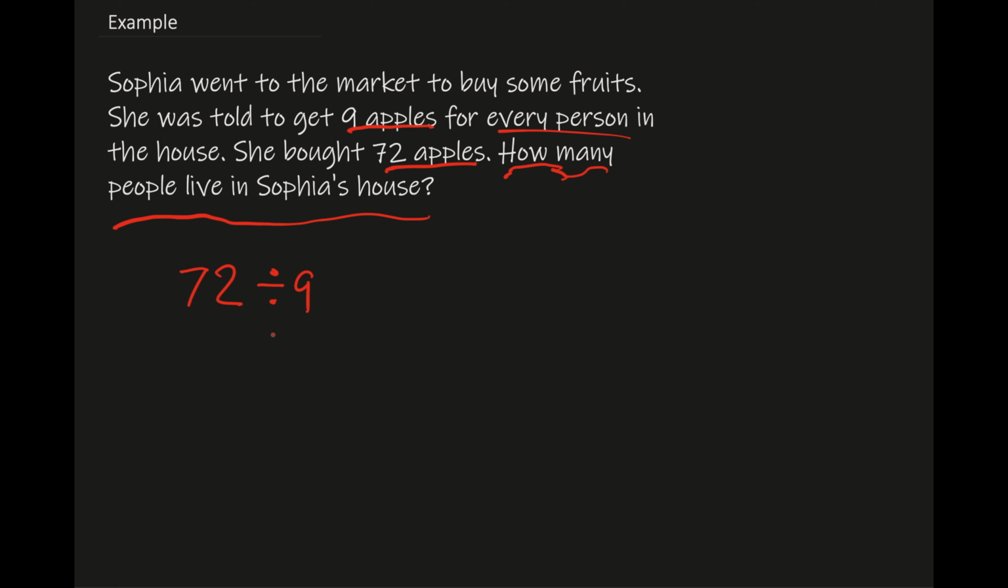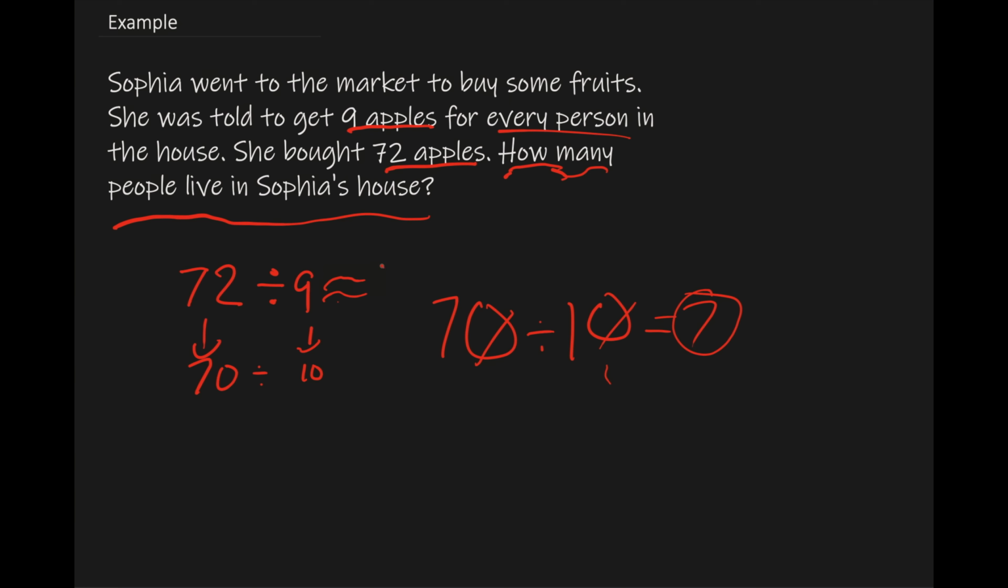We have 9. We're going to round that to 10. 72, we're going to round that to 70. Now we have 70 divided by 10, which should be quite simple. Take out the 0, 7 divided by 1 is 7, and then you add the 0. So it's 7. So 72 divided by 9 is about 7. That's our estimate there.